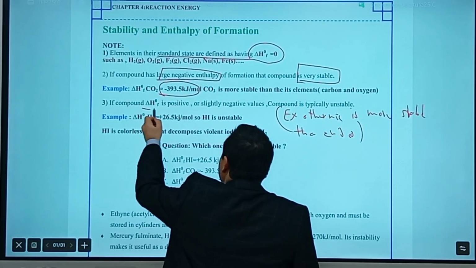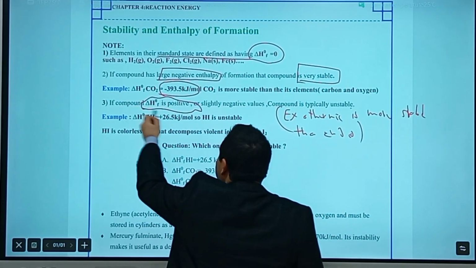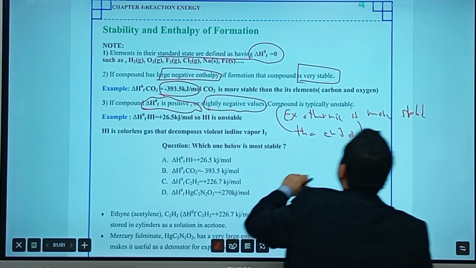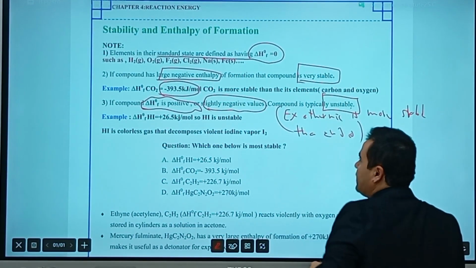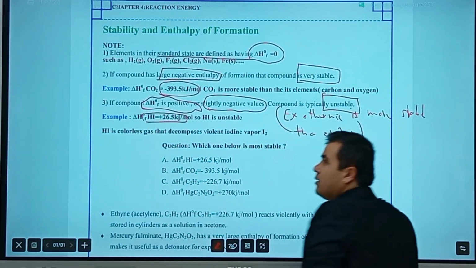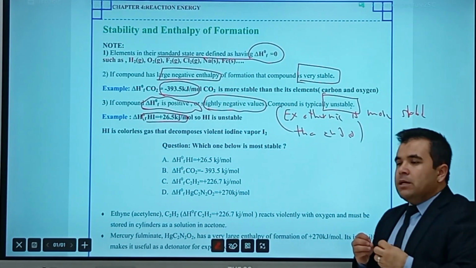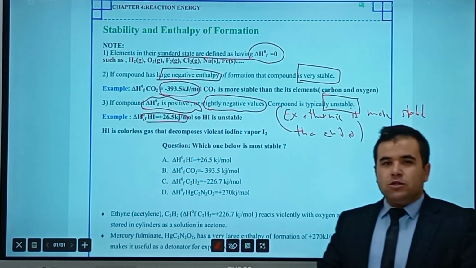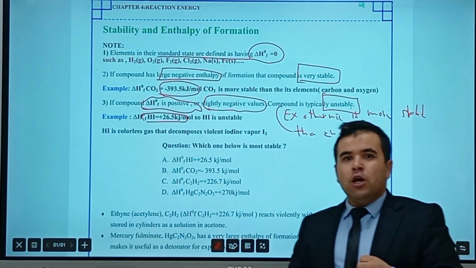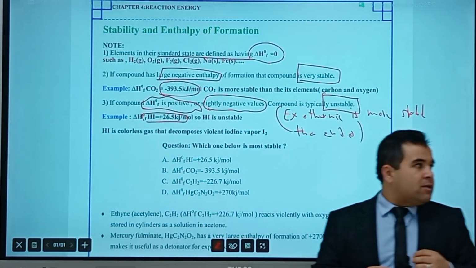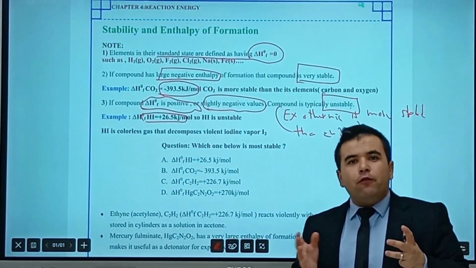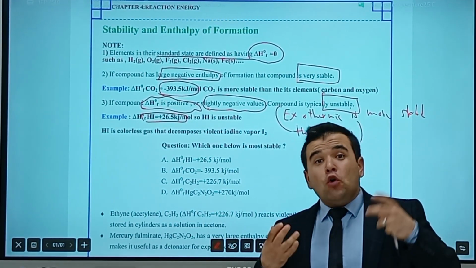But guys, if a compound has a positive enthalpy of formation or a slightly negative one, the compound represents what? Unstable. It becomes unstable. Like what? Like the formation of HI. Usually the formation processes, or formation of bonds, are exothermic processes, but we have three exceptions in which the formations are endothermic. So guys, we have three examples, or three formation processes, which are endothermic.